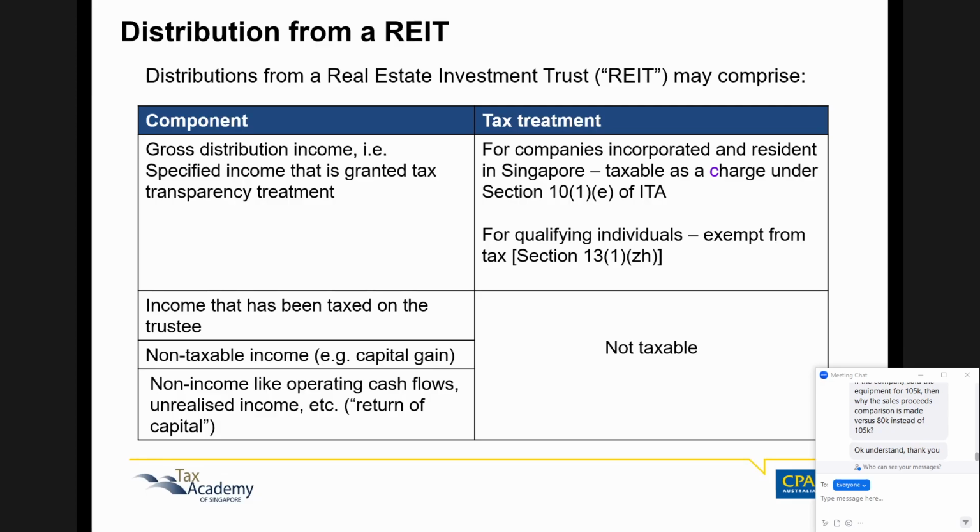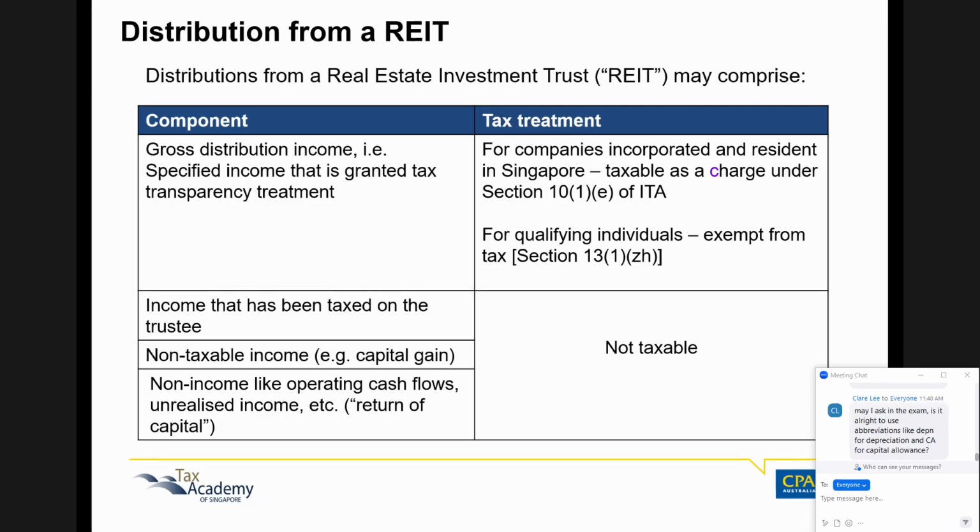This is actually income that has been granted tax transparency treatment. So it's not taxed at the REIT level, it's taxed at the unit holders' level, that is your company when you receive the distribution income. But if that distribution also consists of components like income that has already been taxed on the trustee, it won't be taxed again on the unit holders, so it's not taxable. Capital gains or any non-taxable income is also not taxable. Anything that's non-income, like operating cash flows or unrealized income, is also not taxable.